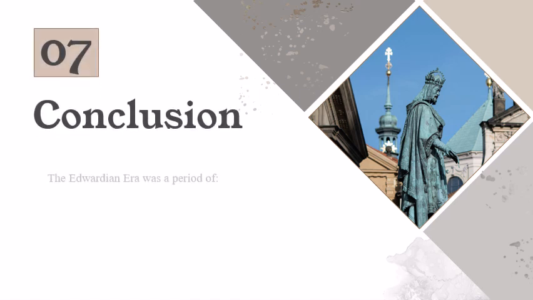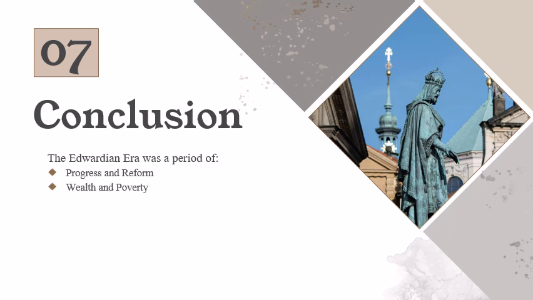To conclude, the Edwardian era was a period of contradiction. It was marked by progress, reform, and technological advancement, but also by social inequality, political tensions, and international rivalry. It represented the transition from Victorian Britain to modern Britain, and laid the foundations for many of the developments that followed. Although it appeared stable and prosperous, it was ultimately the last calm before the outbreak of the First World War.